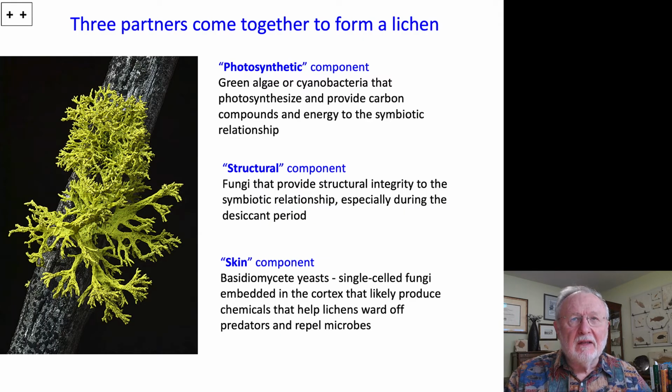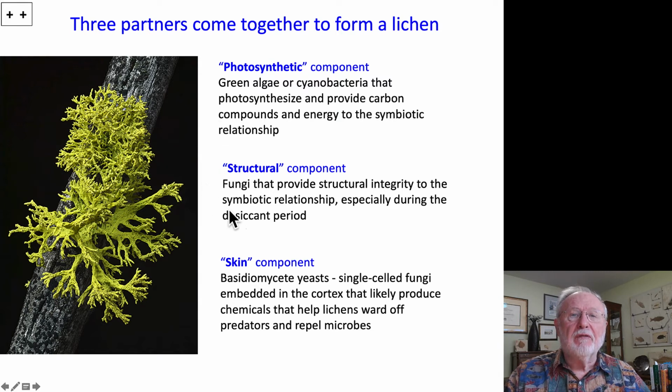Now, lichens are three different partners that come together. You might say, according to the old joke, it's an algae and a cyanobacteria that took a lichen to each other. Ha ha. But seriously, a lichen involves a photosynthetic component, which can be a green alga or it can be a cyanobacteria. So it can be a prokaryote or a eukaryote.